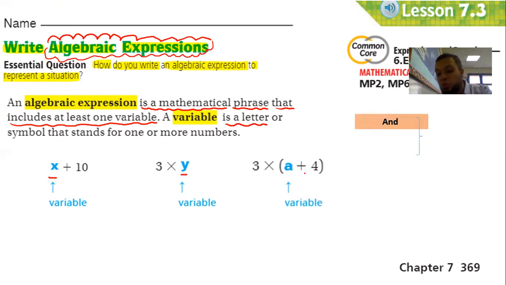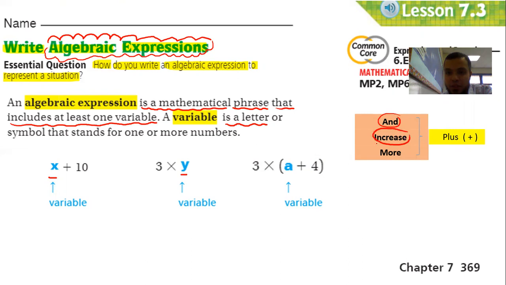To understand and solve the questions in this lesson, we need to make a deal. We need to understand the meaning of some words here, like and, increase, more. They mean plus. When you see and in the situation, you need to translate it into plus. Increase means plus. More means plus.